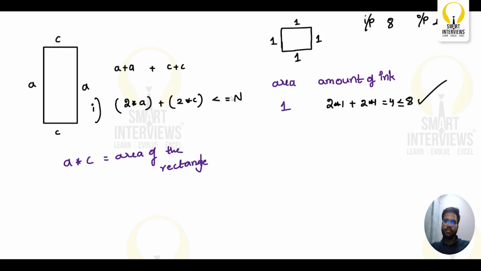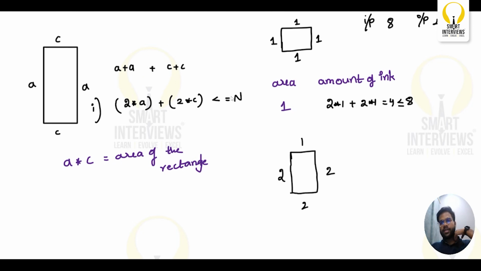Now after getting the area, we need to maximize it. How do we maximize this area? Instead of taking a rectangle of length 1, I'll take a rectangle of length 2, and breadth will be 1. So this is a rectangle of length 2 and breadth 1.